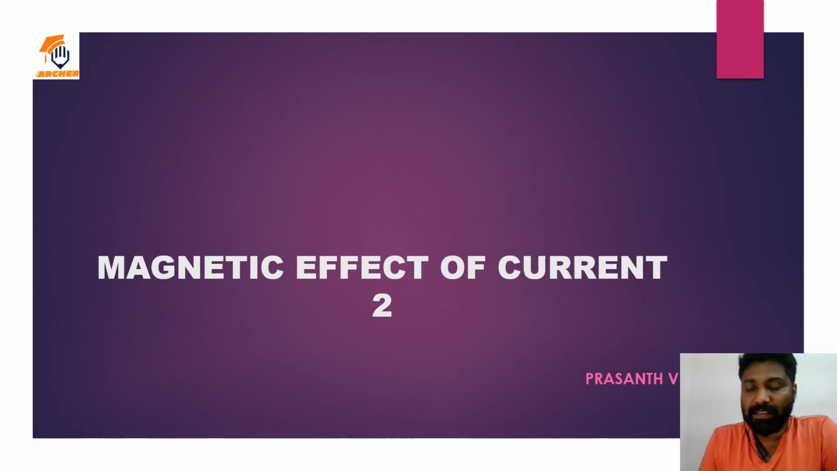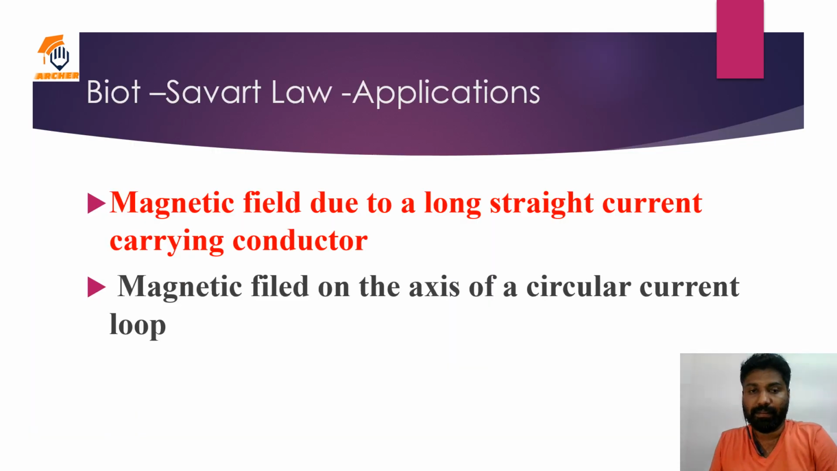Hello everyone. So we already discussed Biot-Savart expressions in the last session, right? In this session, we are going to apply Biot-Savart law to derive the expression for magnetic field due to a long straight current carrying conductor and also the magnetic field on the axis of a circular current carrying loop. These are the two applications of Biot-Savart law. In this session, we are going to discuss the first one, magnetic field due to a long straight current carrying conductor.